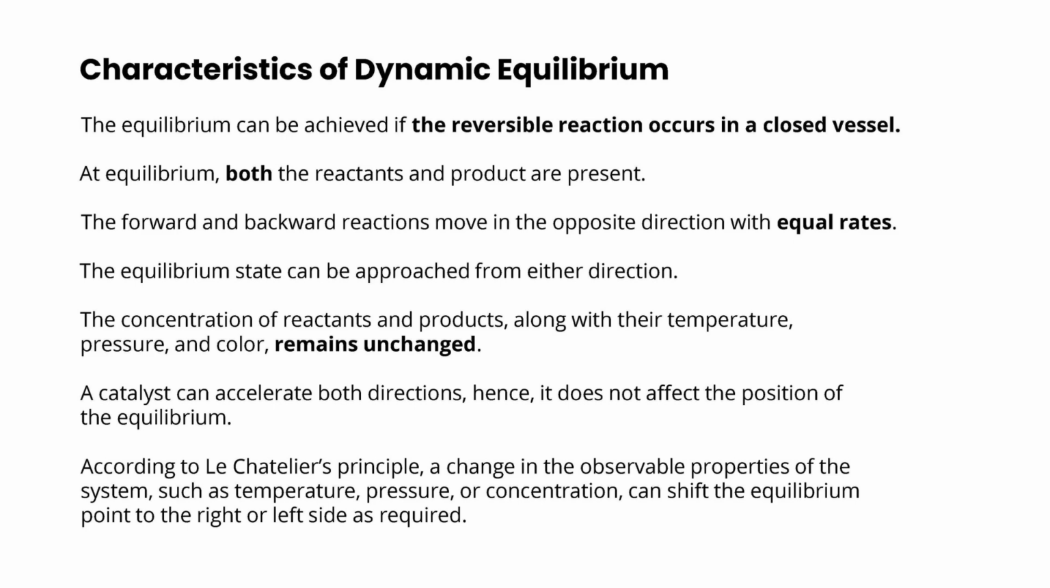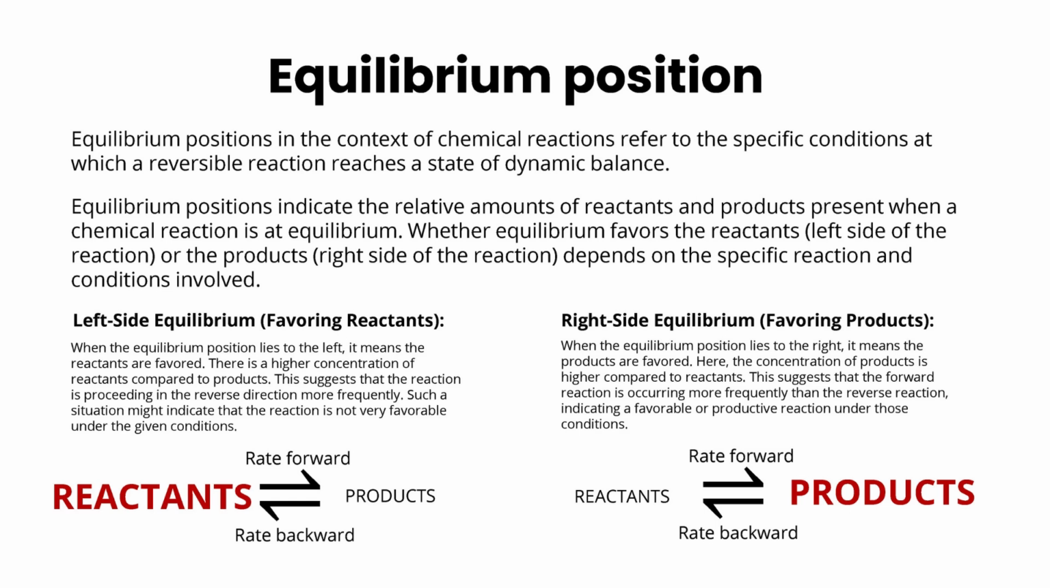It doesn't change the final balance point or give you more product in the end if the equilibrium naturally doesn't favor it. Okay, that makes sense. So equilibrium is the state, but you also mentioned the equilibrium position. What's that about? Right. The position just tells us about the relative amounts. Once you're at equilibrium, do you have mostly reactants hanging around or mostly products?